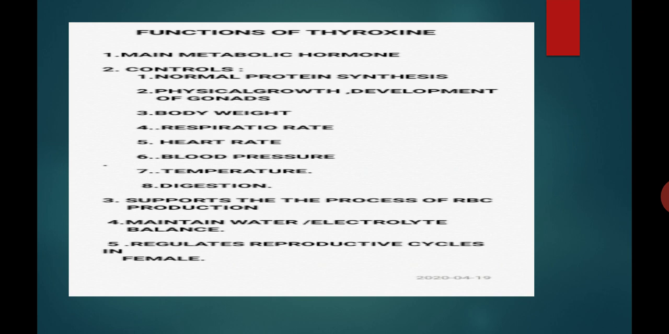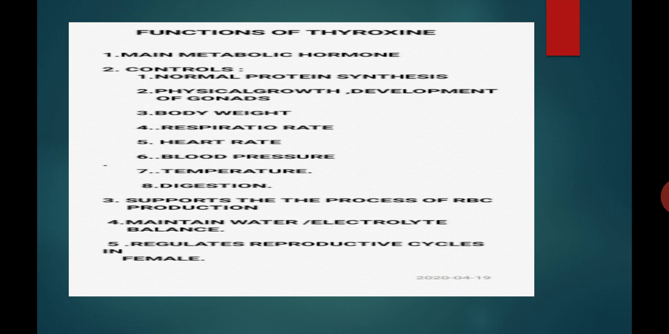Function number 4. It maintains water and electrolyte balance of the body. Thyroxine maintains the water and the electrolyte balance of the body. Function number 5. It regulates reproductive cycles in a female. This is a very important point. Thyroxine regulates the reproductive cycles in a female. This is about the functions of thyroxine.